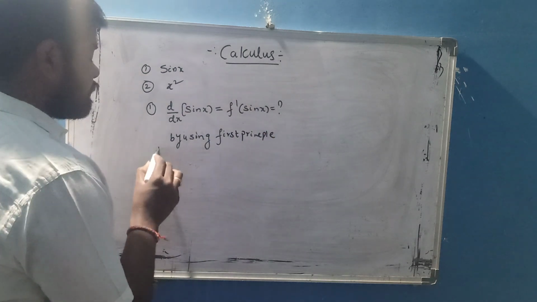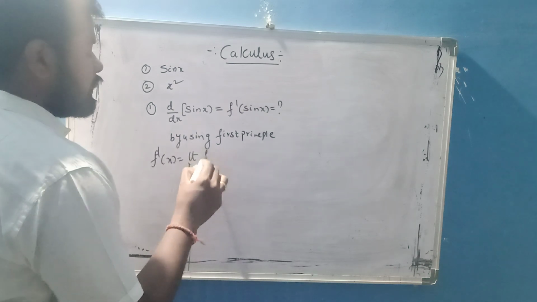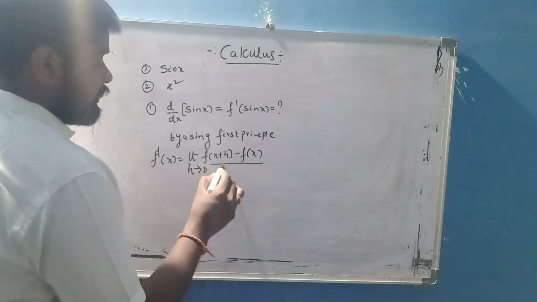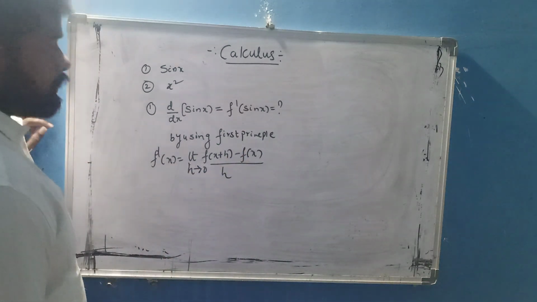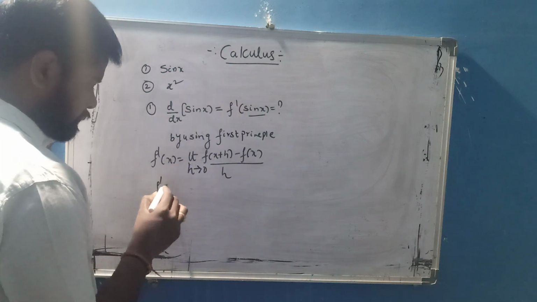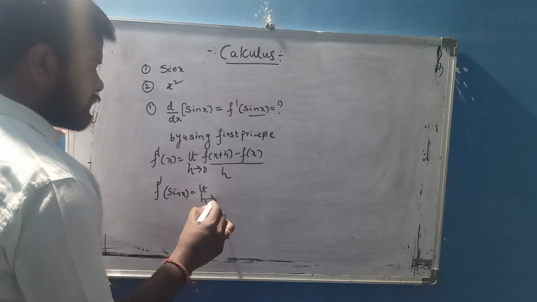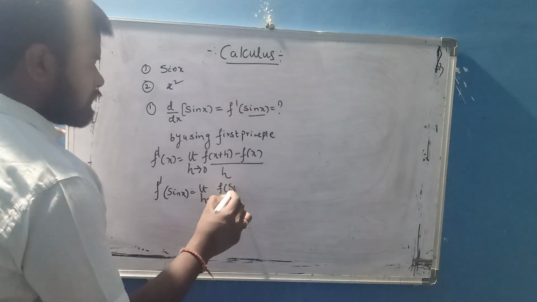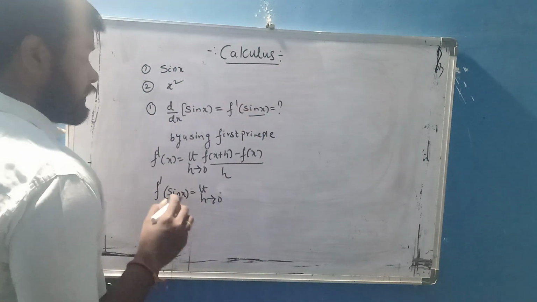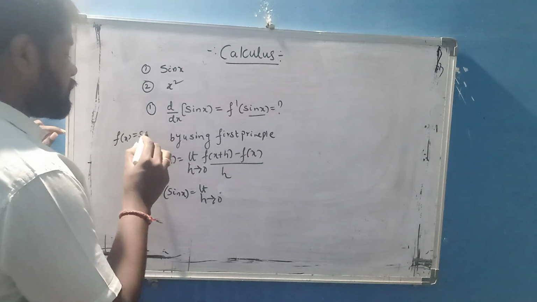That is f dash of x is equal to limit h tends to 0, f of x plus h minus f of x, by h. Here, in f dash of x, replace the function I have taken, sin x. f dash of x is equal to limit h tends to 0, f of x plus h. f of x means sin x only. f of x equal to sin x.